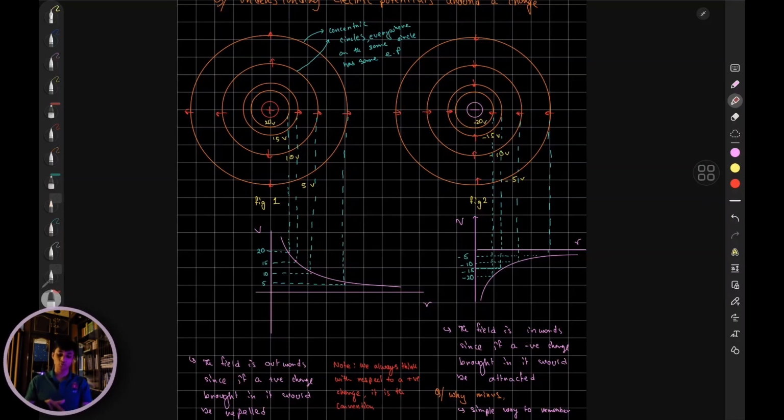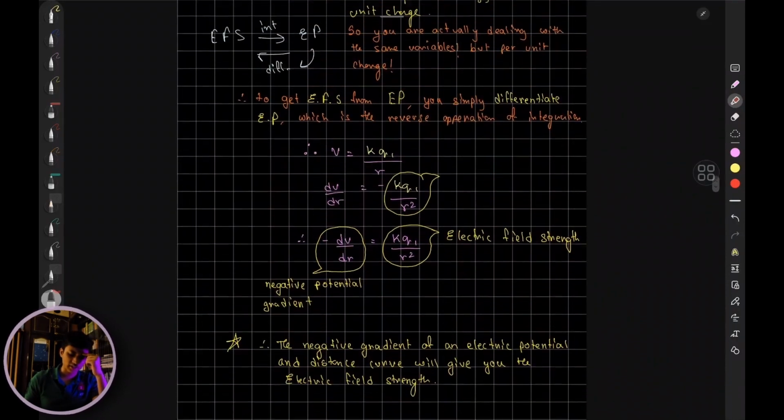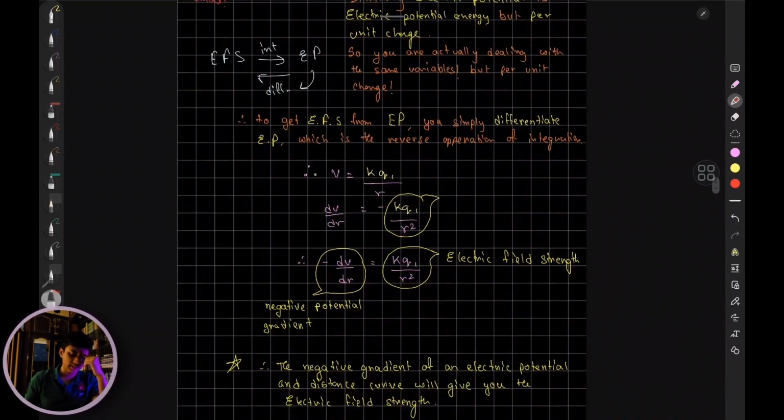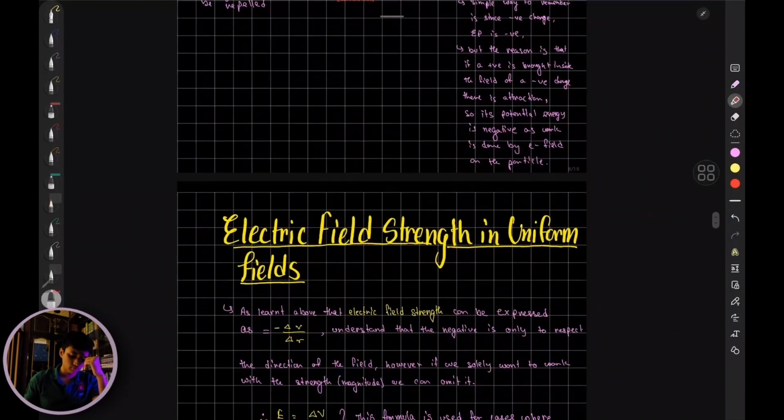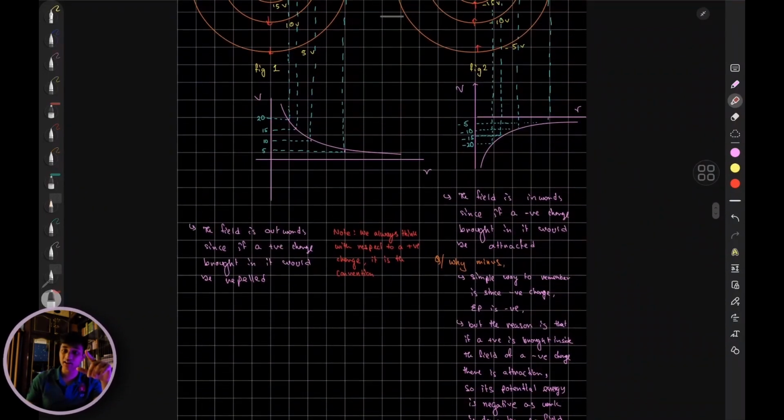So these are the two curves. For positive, it is on the positive axis, for negative, it is on the negative axis. So I guess that's it for electric potential. Now we're going to talk about electric field strength in uniform fields. That is where you're going to clearly understand why voltage comes into play.